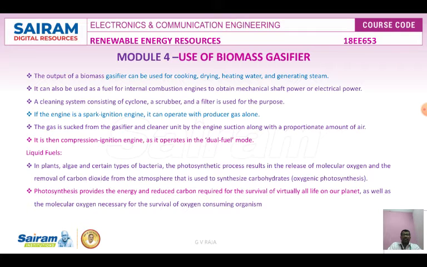Other types of bacteria use light energy to create organic components, but they do not produce any kind of oxygen. We call that anoxygenic photosynthesis. Oxygenic photosynthesis and anoxygenic photosynthesis. So photosynthesis provides the energy, and reduced carbon is required for the other plants. So molecular oxygen is necessary for those things.